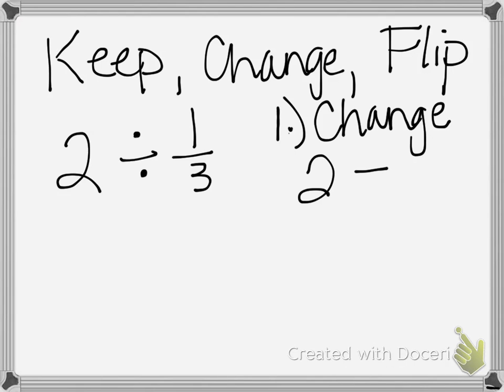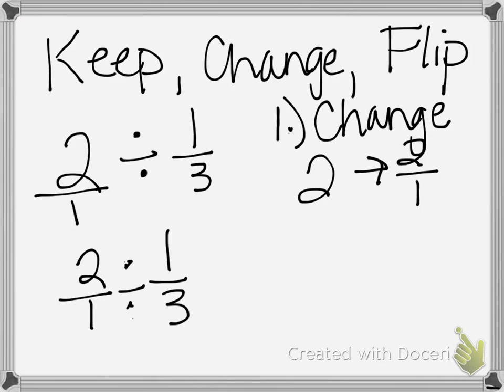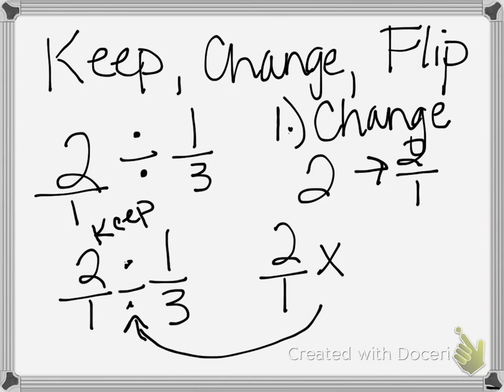2 to 2/1, because any number over 1 is still a fraction without changing the value. So now we have 2/1 divided by 1/3. Now we can go into our keep, change, flip. It tells us to keep the first fraction, 2/1, change the division sign to a multiplication sign, and flip the second fraction.